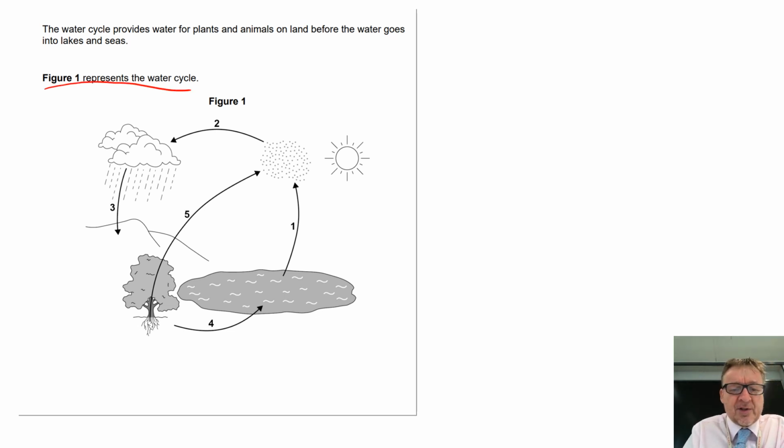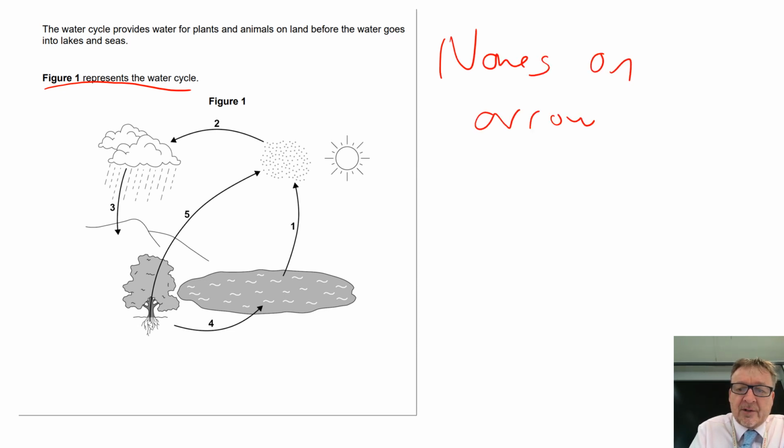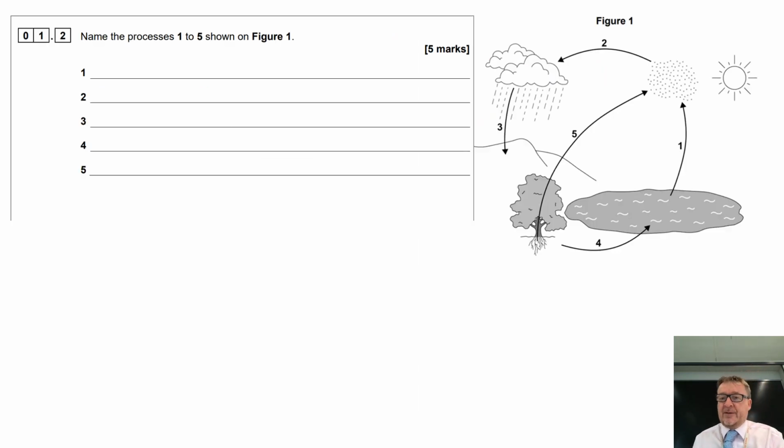Now it's quite difficult, the water cycle, you can get hundreds of different diagrams of it. But mostly you've got to know the names on the arrows. I suspect the next question is going to be to label 1, 2, 3, 4, 5. And there we have it. Name the processes 1 to 5, 5 marks. You've got to learn the water cycle. If you know all the words, this is an easy 5 marks.